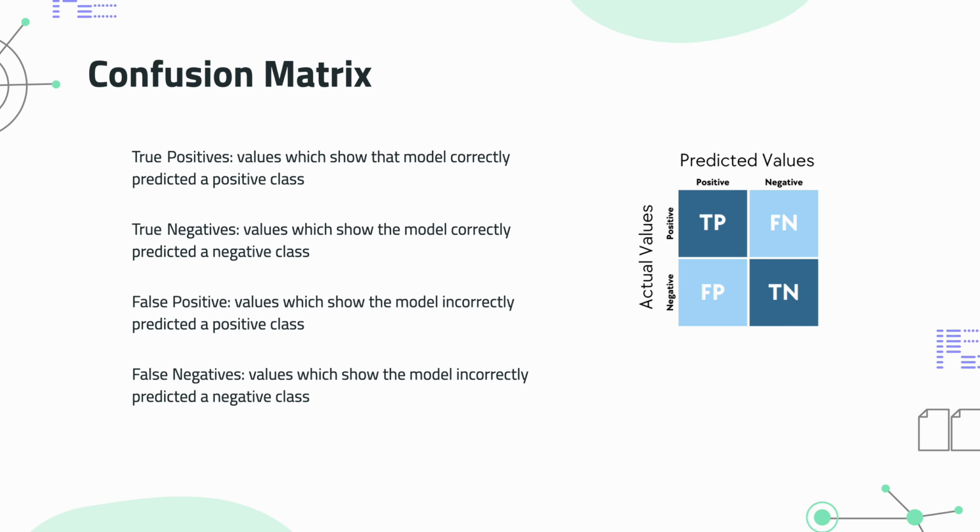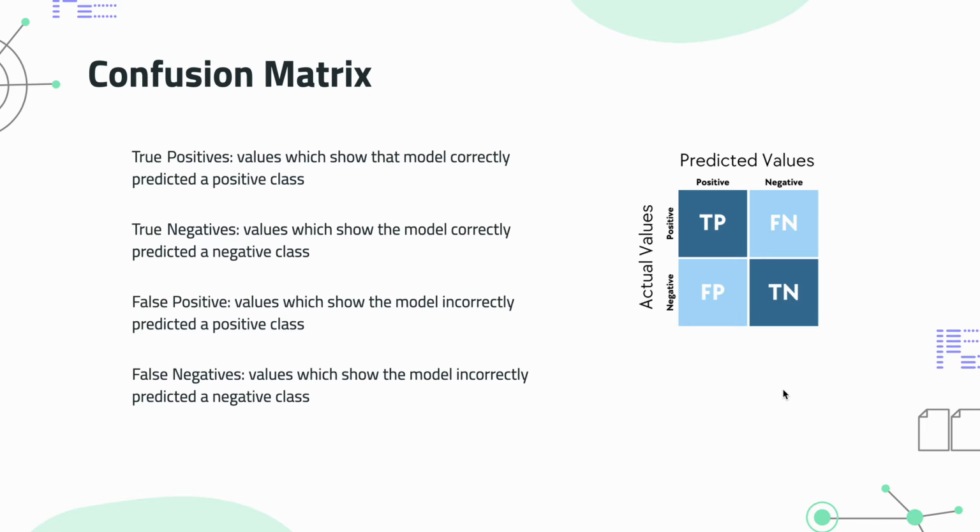Okay, then let's talk about the confusion matrix. We have true positives, true negatives, false positives, and false negatives. We also talked about this in the last few videos. True positives are values that show the model correctly predicted a positive class. To have a confusion matrix, you need a positive and a negative class. True negatives show the model correctly predicted a negative class. False positives show the model incorrectly predicted a positive class, and false negatives show the model incorrectly predicted a negative class.